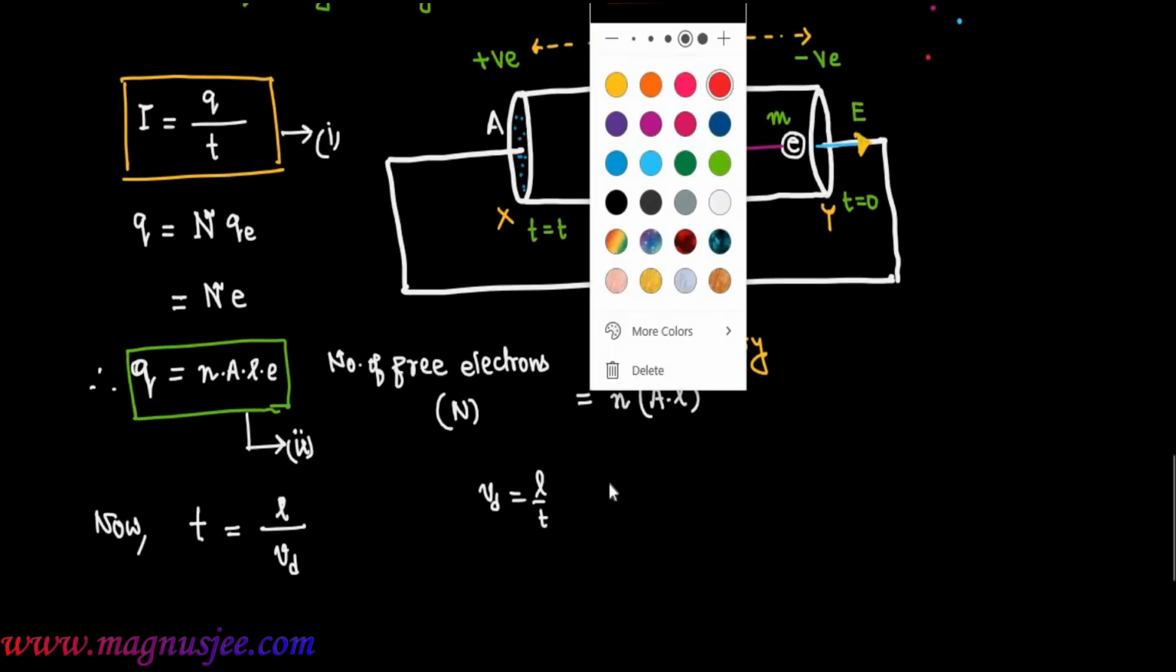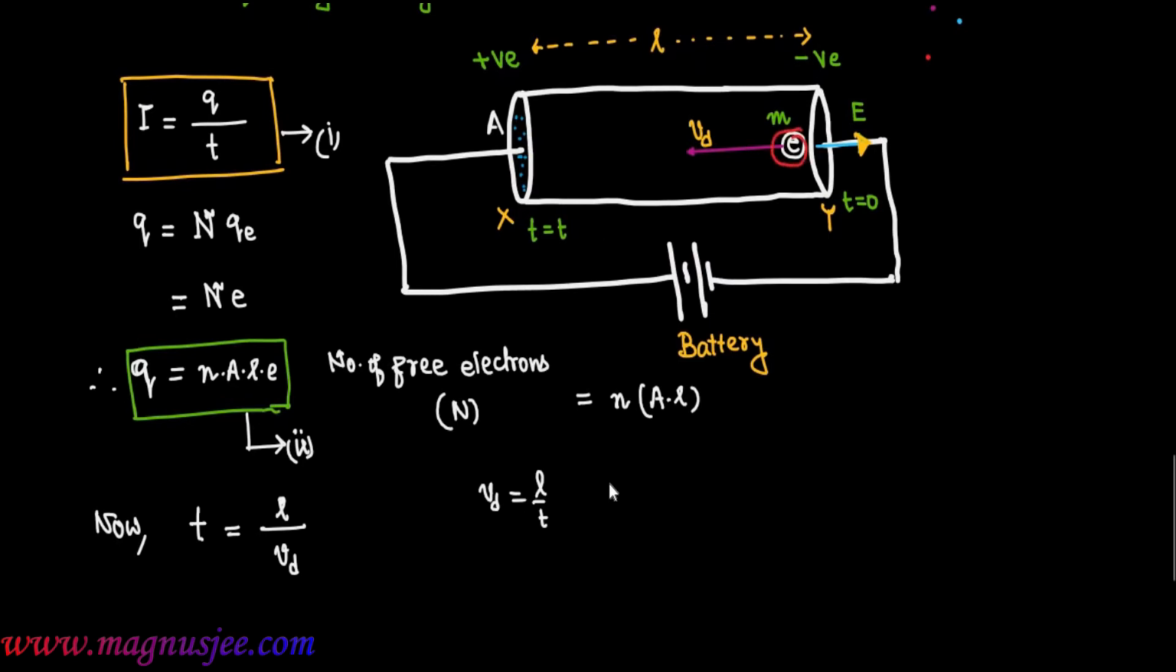Here we can assume that the free electron travels a distance L, which is equal to the length of the conductor XY, from the end Y to X, that is, from the negative end to the positive end of the conductor. The distance traveled by this free electron along the length of the conductor is L, which is equal to Vd dot t. Vd is the drift velocity, and t is the time taken by the free electron to travel the distance L, which is equivalent to the length of the conductor, with the drift velocity Vd in time t.